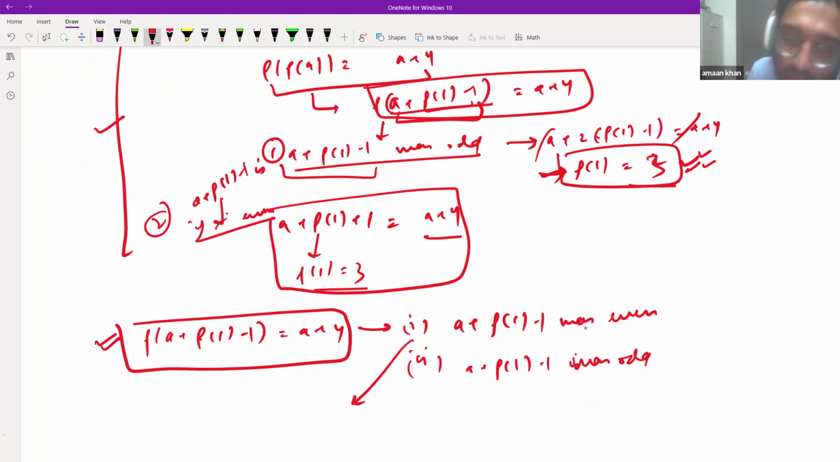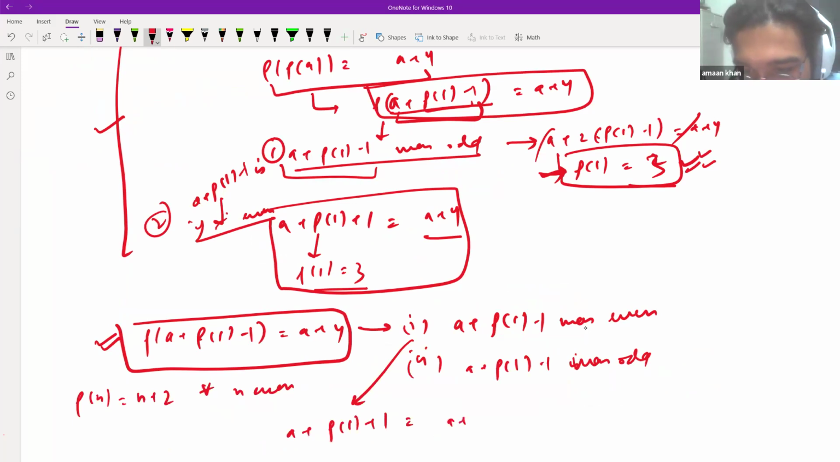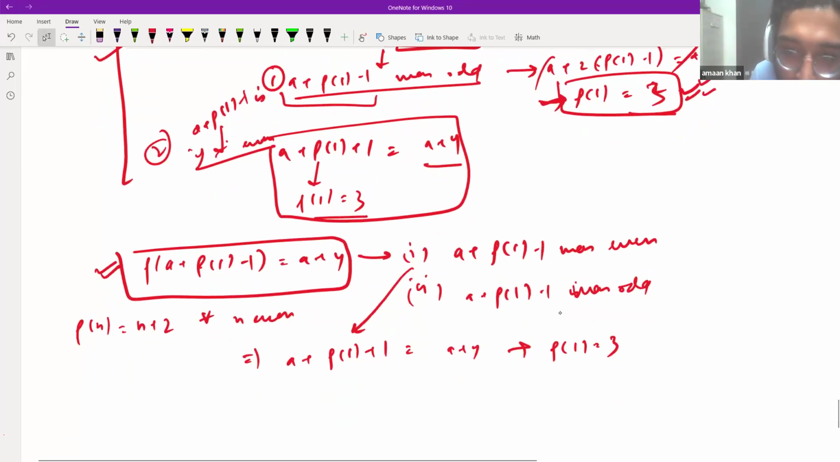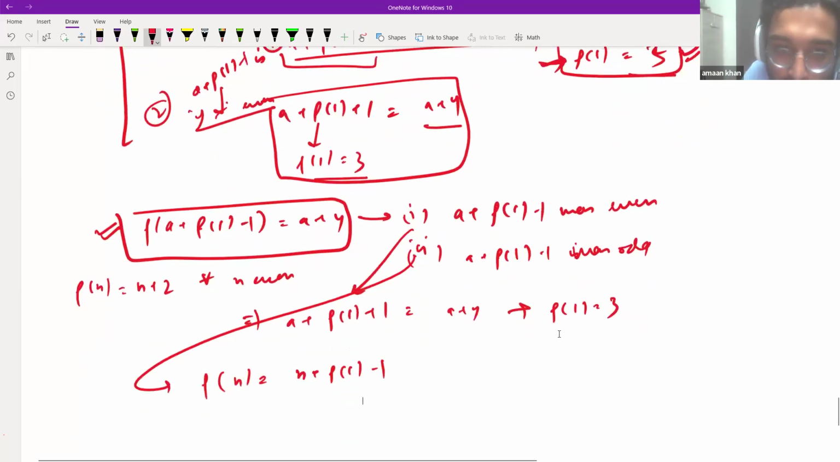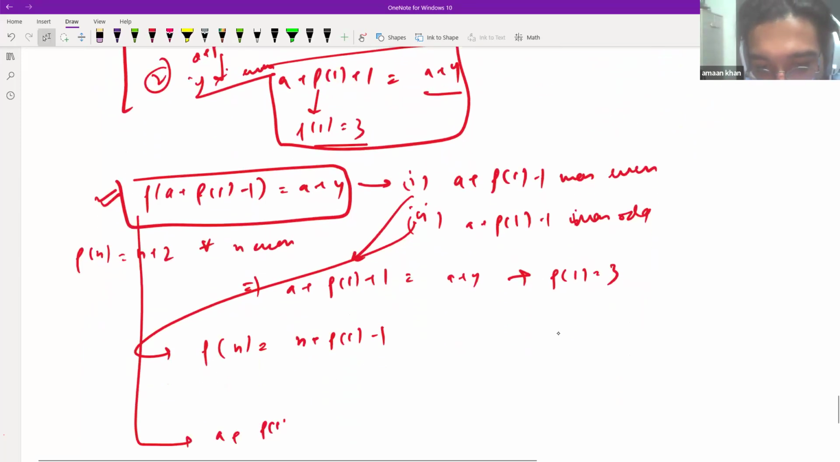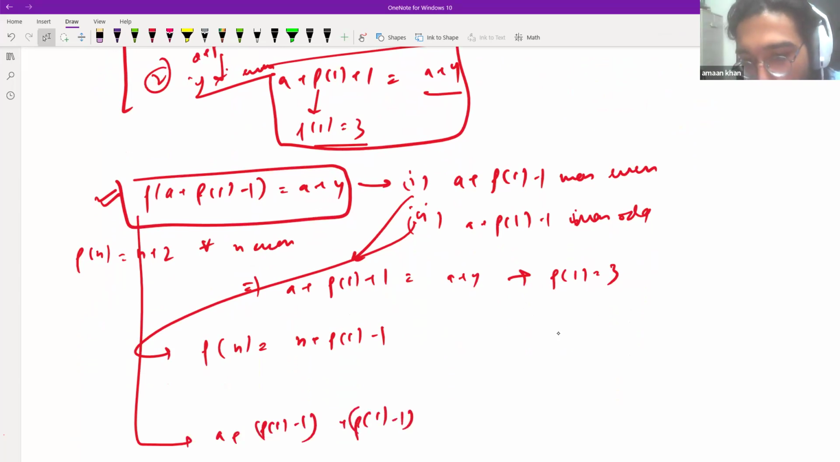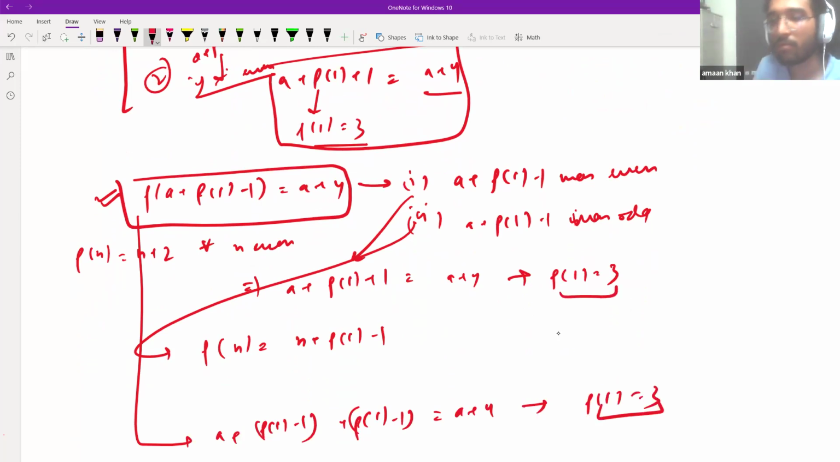If it was even, then we already know that f of n is n plus 2 for all even n. So this would be equal to a plus f of 1 plus 1 is equal to a plus 4, which would imply f of 1 is 3. And if this was odd, then we know that f of n is equal to n plus f of 1 minus 1 for odd n. So this is equal to a plus f of 1 minus 1 plus f of 1 minus 1, and this is equal to a plus 4. If you solve this, you get f of 1 is 3 from here as well. So you get f of 1 is 3 in both cases. Yeah, got it.